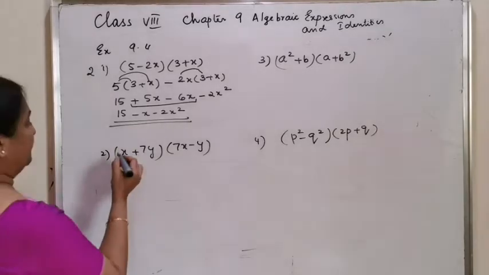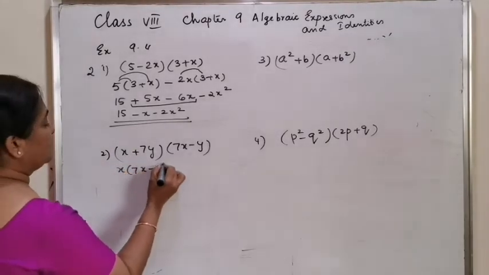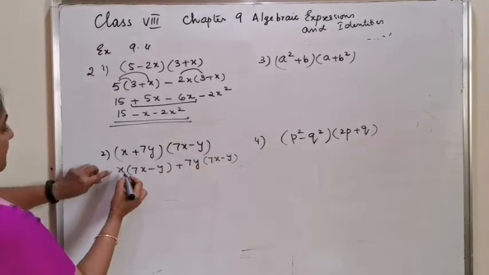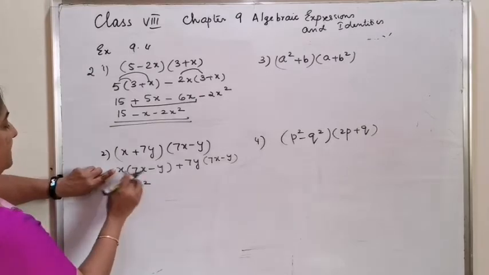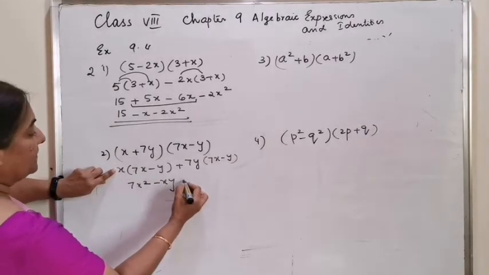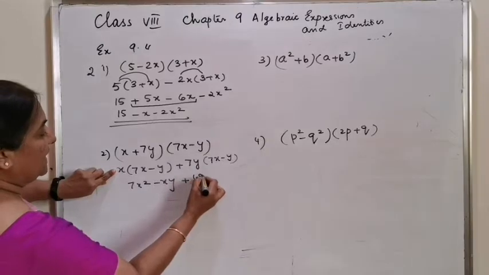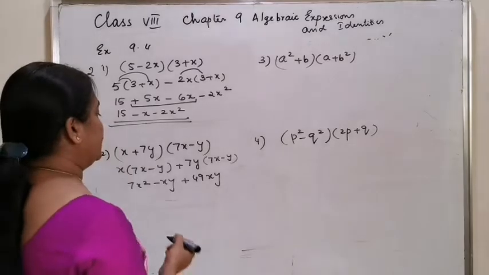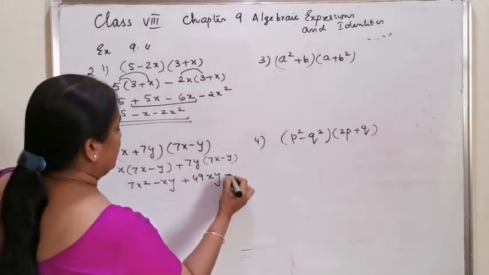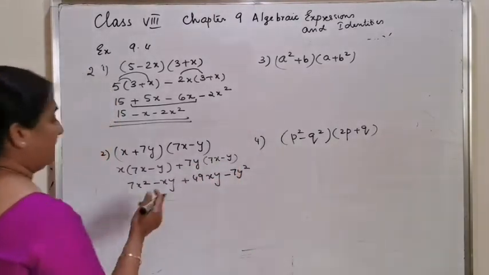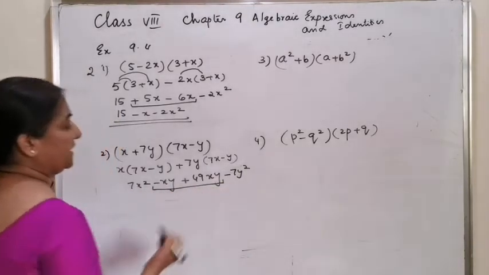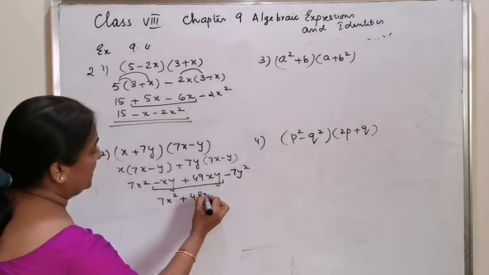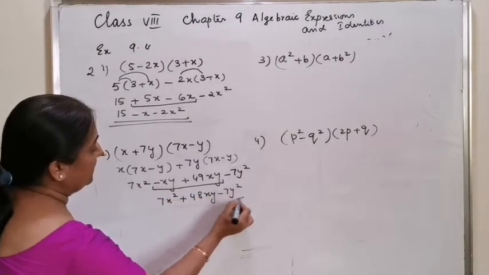The second one, x into 7x minus y plus 7y into 7x minus y. 7x square minus xy plus 7 7s are 49 yx. It's the same as xy because multiplication is commutative, plus 7y minus means minus 7y square. Minus xy and 49xy can be like terms, 7x square plus 48xy minus 7y square.